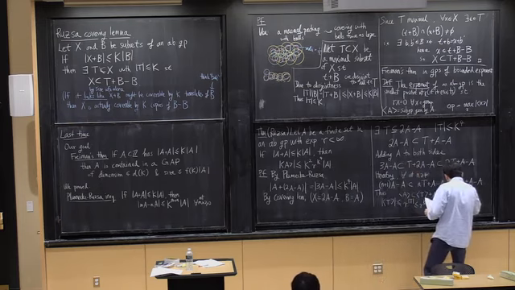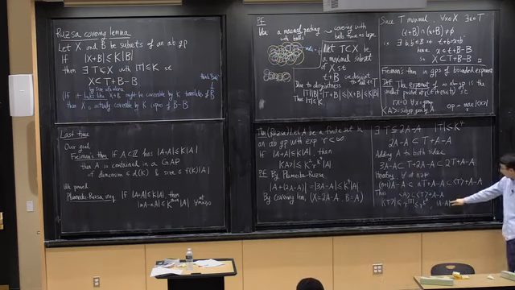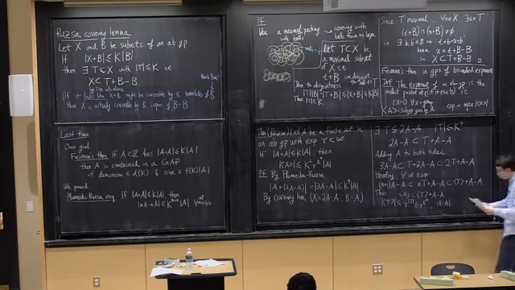And the second term, A minus A, we also know how to control by Plünnecke-Ruzsa.